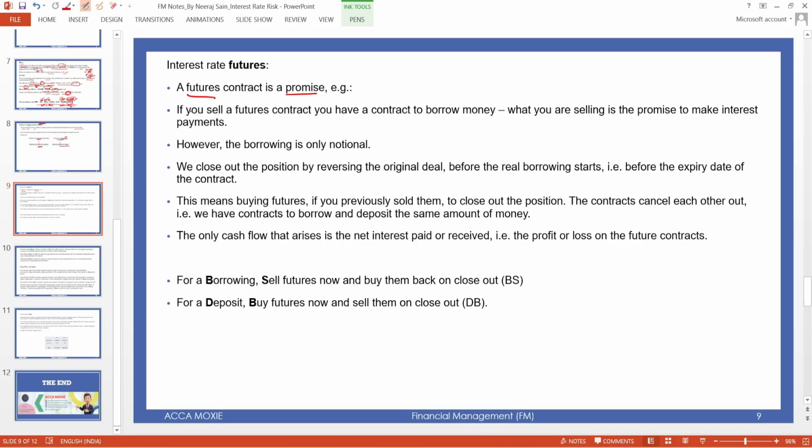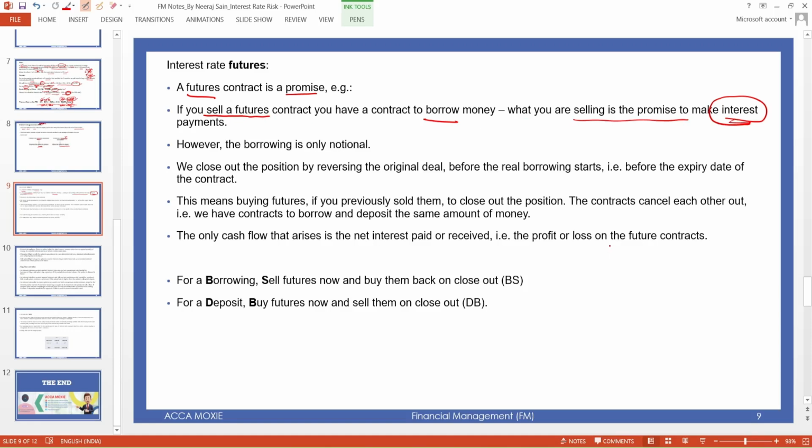Okay, if you are a borrower, what you will do is sell the promise. You sell the futures. What you are selling is the promise to make interest payments. But if you are an investor, then you will buy the futures. So if you are a borrower right now, you will sell the future and make the payment.